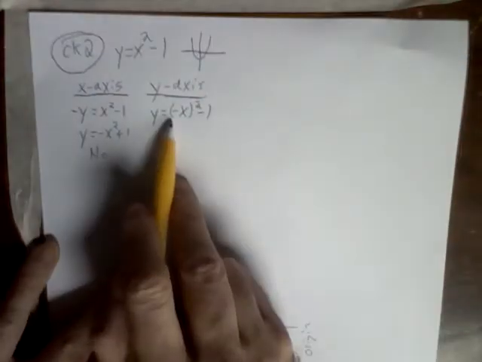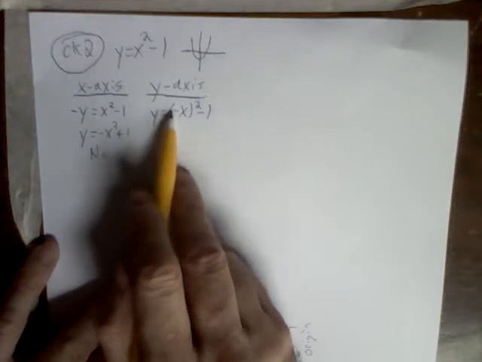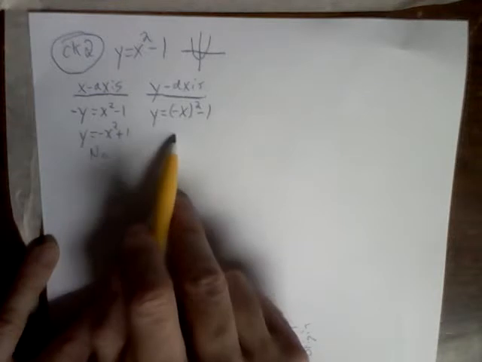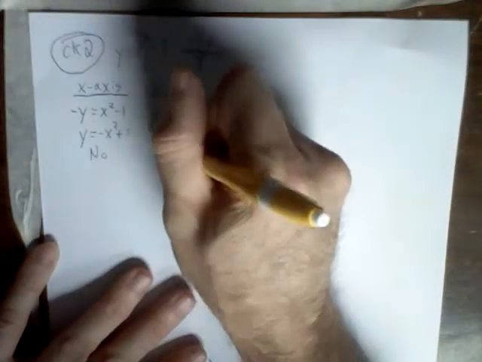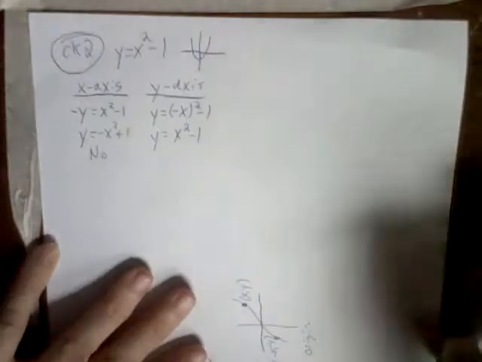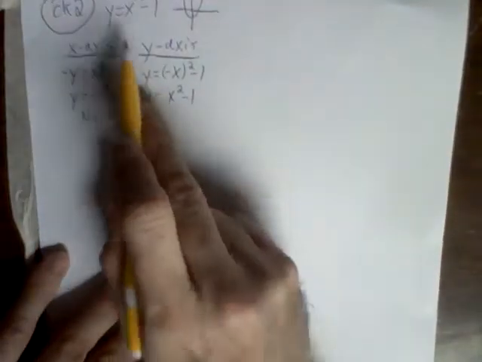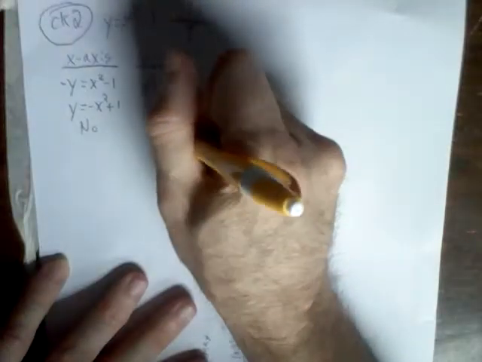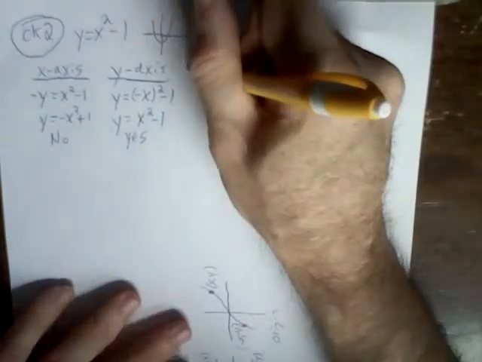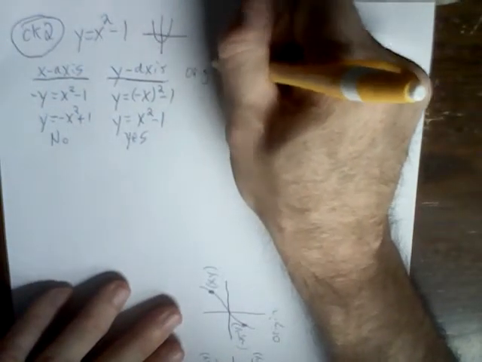Okay, so I'm using good notation. I put the negative x in parentheses, squared. And then I'm going to simplify. Negative x squared is positive x squared. And then that is exactly the same as the original equation. So yes, there is y-axis symmetry. And then finally, origin symmetry.